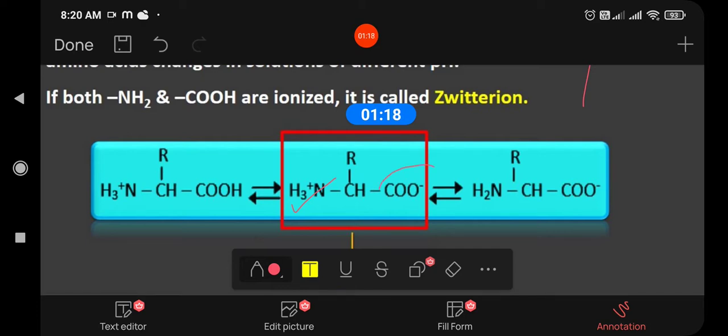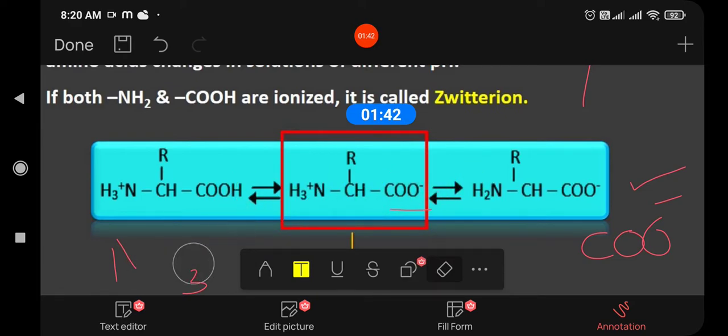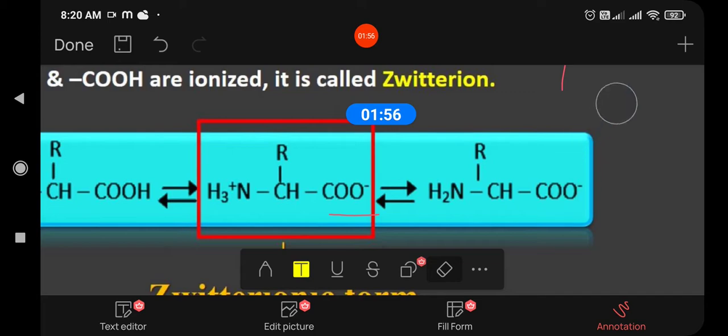And if the COOH gives one of its H to the amino group, then it forms COO negative. So it means that in the amino acid we can have one positive radical and one negative radical. So you can see reversibility signs also over here. So in this case, if the positive ion and the negative ion form in the amino acid, that makes the amino acid a Zwitter ion. Fine.